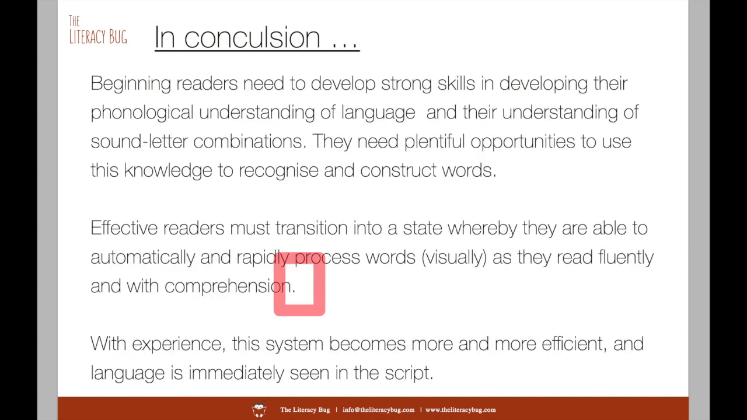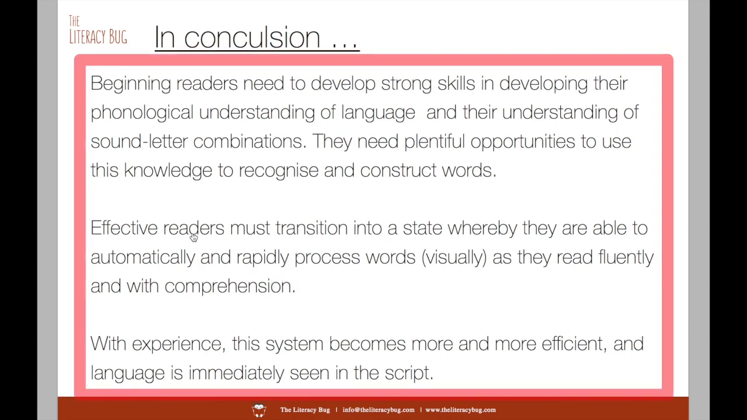So, in conclusion, for that ventral shift hypothesis, beginning readers need to develop strong skills in their phonological understanding of language and their understanding of sound-letter combinations, and to have plentiful opportunities to use this knowledge to recognize and construct words. And if I add there, not only construct words, but construct sentences and to interpret sentences in many ways, also scaffolded by visuals that assist with meaning.